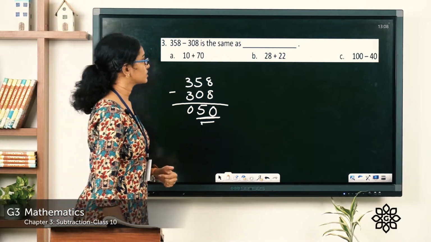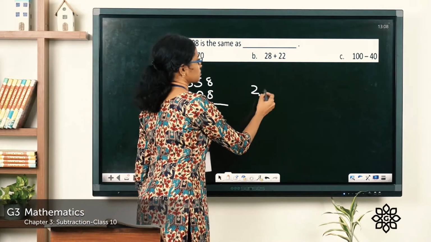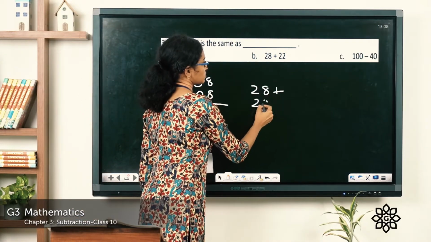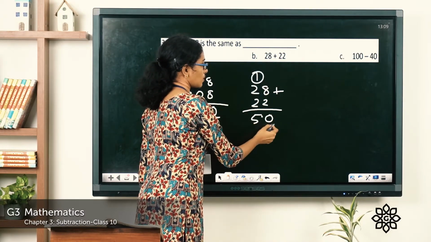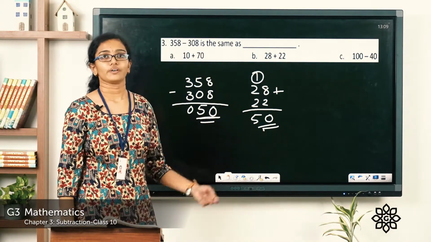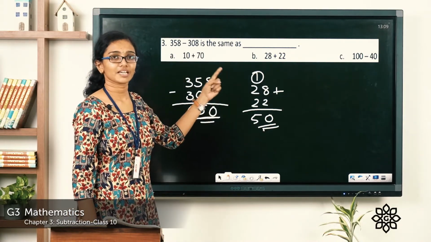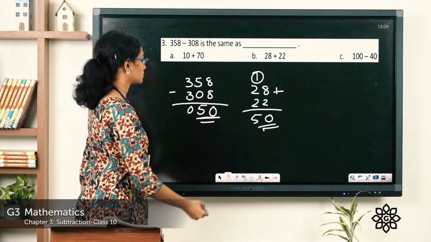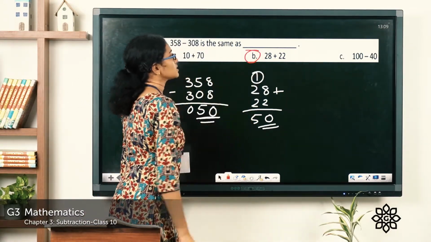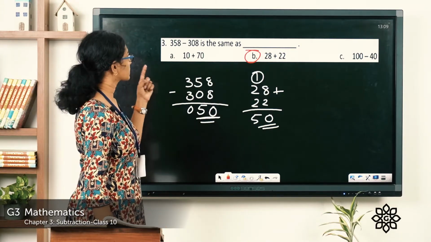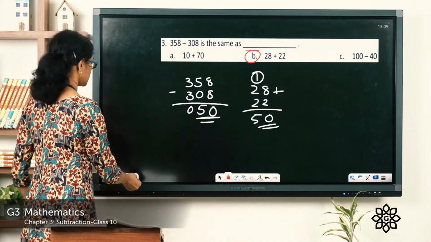Let's see the second option. 28 plus 22. What is 28 plus 22? 8 plus 2, 10. Carry over 1. 2 plus 2, 4 plus 1. It is 5. So it is 50. So it's the same as the difference of these two numbers, right? So the correct option for this question is option B, 28 plus 22. So 358 minus 308 is the same as 28 plus 22.